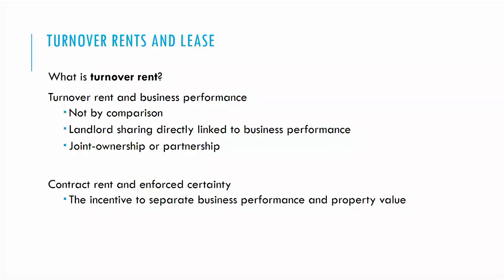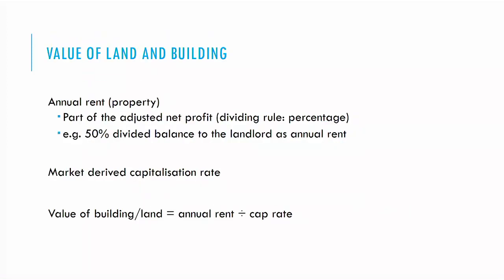Run the business, you earn profit and give some to me. That's the concept. Right. Contract rate and enforce certainty, and it's the incentive to separate business performance and property value. So that's our purpose, right? Annual rent is part of the adjusted net profit, by the dividing rule percentage, for example 50% of the divisible balance to the landlord. All right.